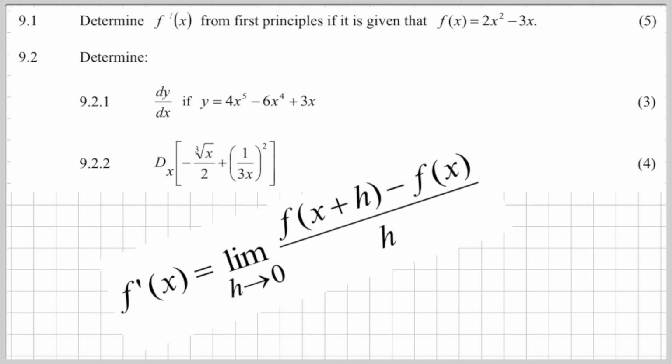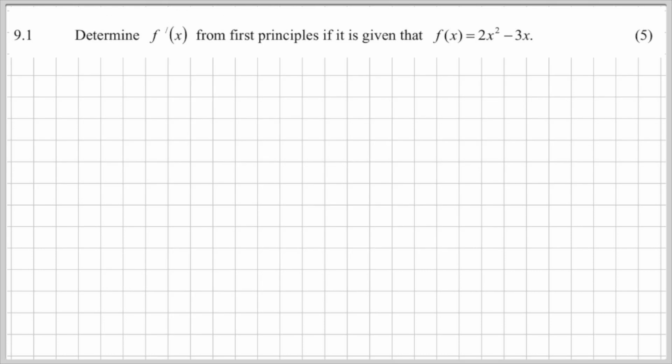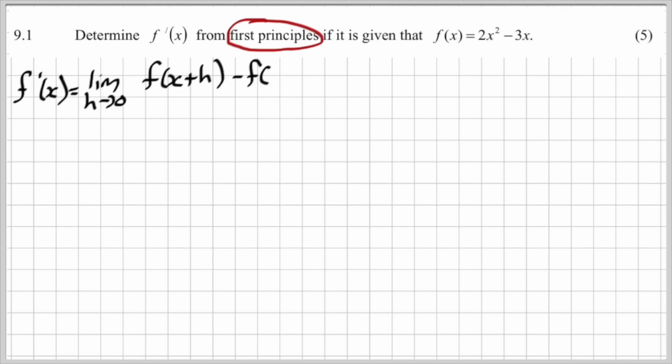When looking at something like these questions, I'm first of all going to get stuck in to question 9.1. It says determine f accent x from first principles. So I know I've got to use those first principles. That's the only formula you have in calculus. So go for it.